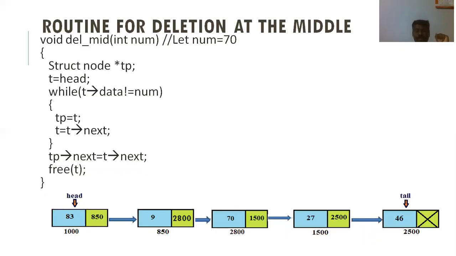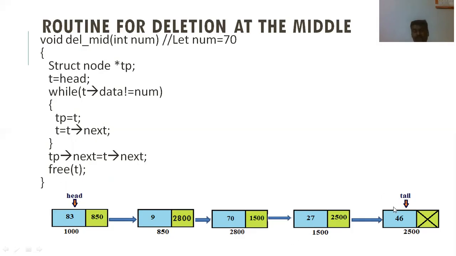Now we are discussing deleting an element in the middle positions. Okay. Here, take an example. 1000 is the address of the first node, 850 is the address of the next node, 2800 is the address of the next node, and so on, one by one. This 1500 is the address of the next node for data 70. Now I have four data: 83, 9, 70, and 27. Okay. I have another data, 46.